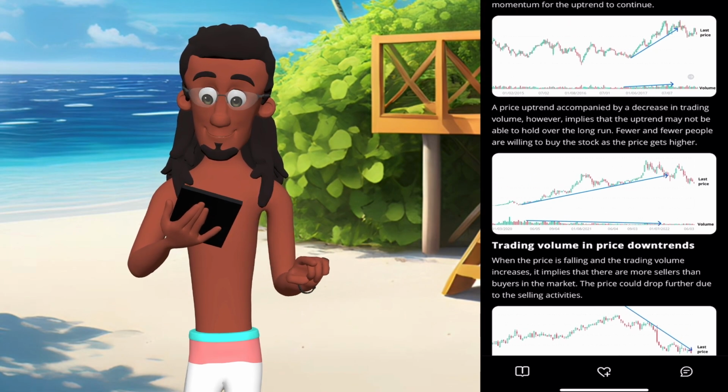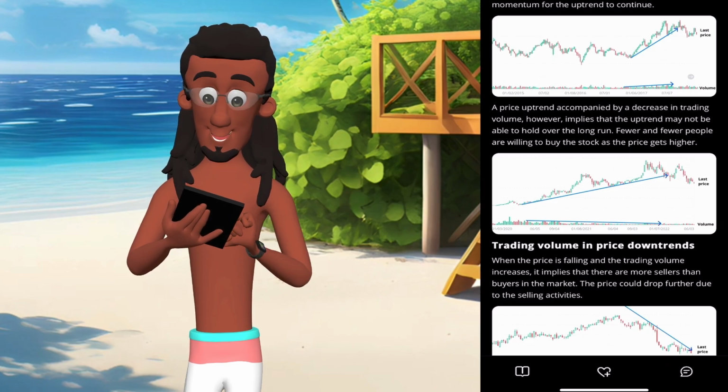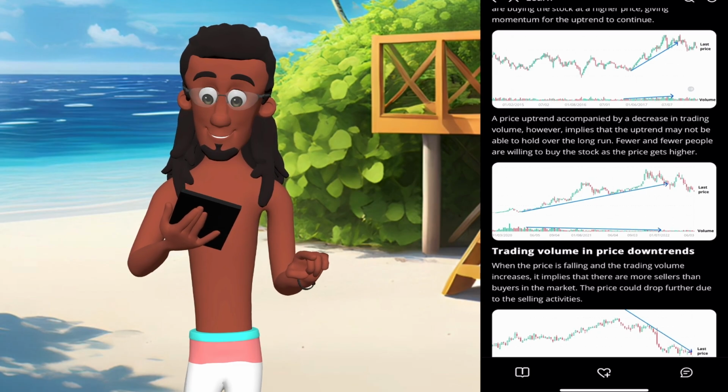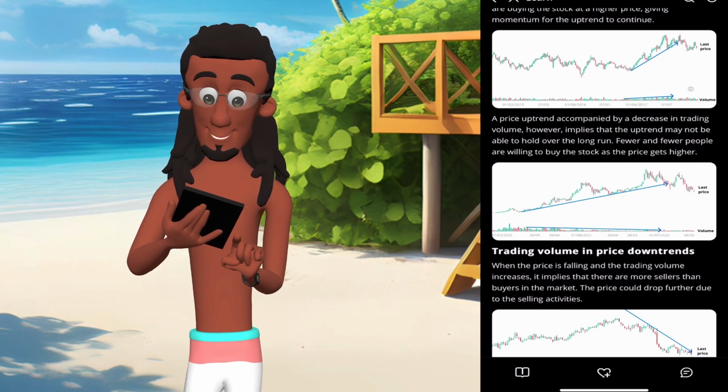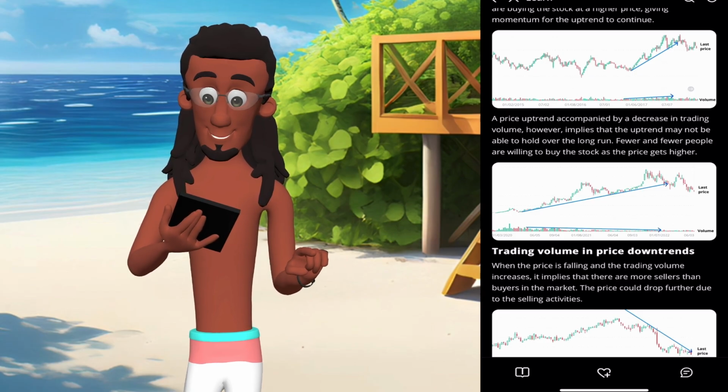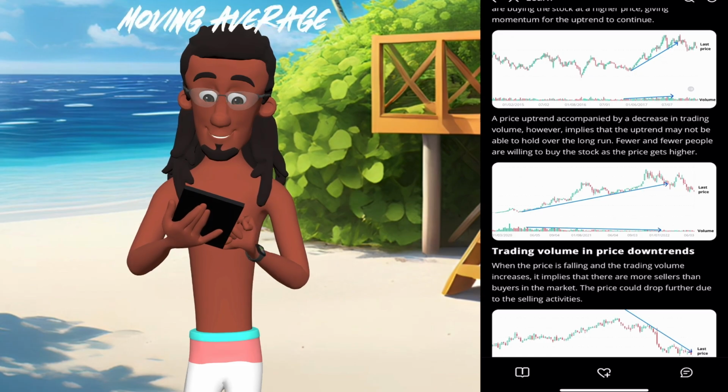Fewer and fewer people are willing to buy the stock as the price gets higher. All right, so again, the plane is taking off and we're going to reach high altitude, and then at some point it's going to start to consolidate, or we're going to start to cruise at that price, but then it's going to eventually come back down. And where is it going to come back down to? It's going to come back down to the moving average, the price that most people agreed on.